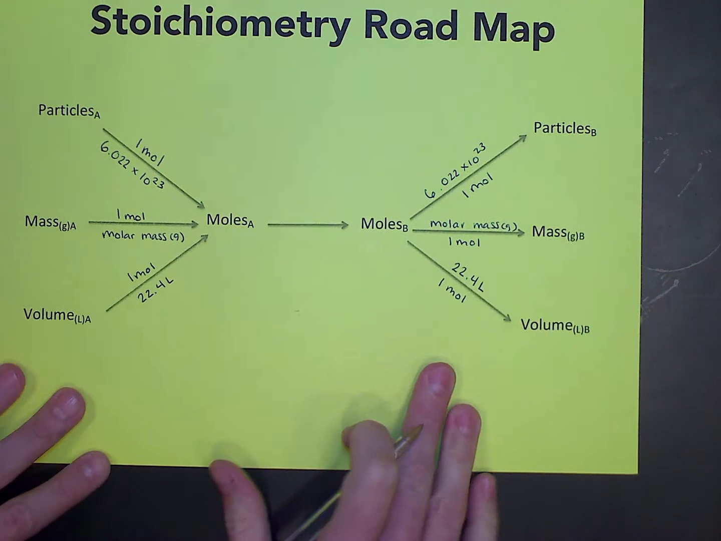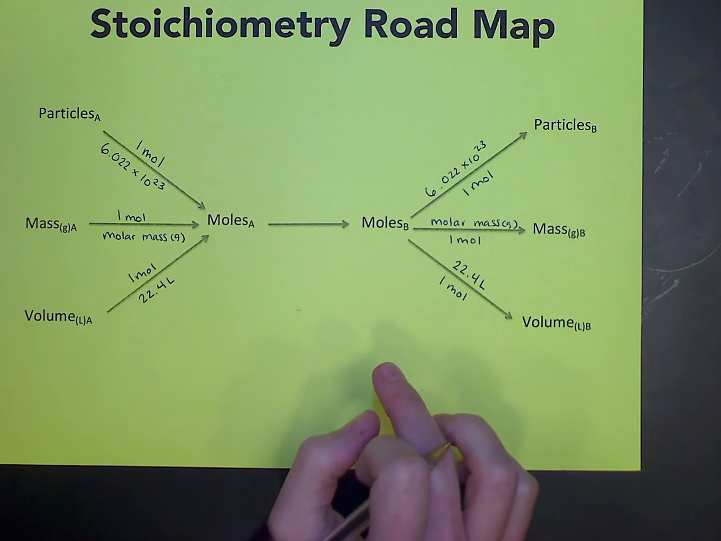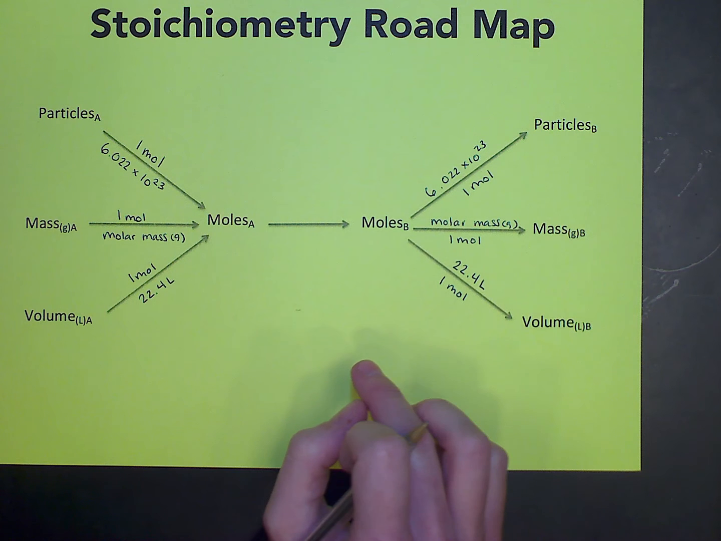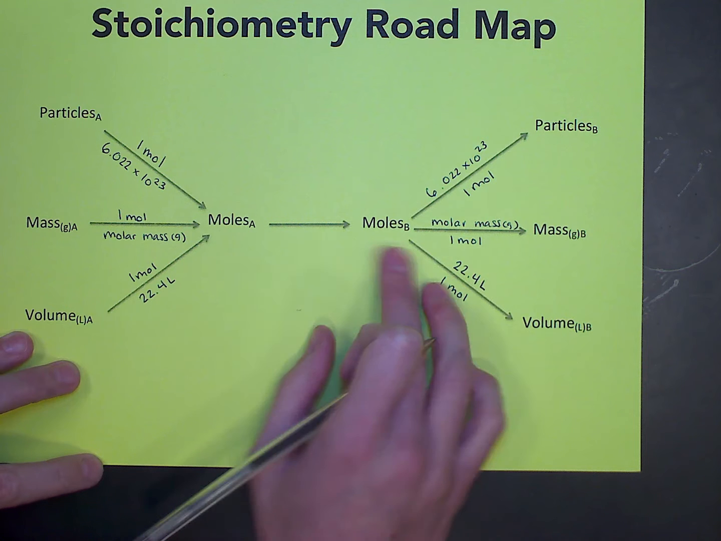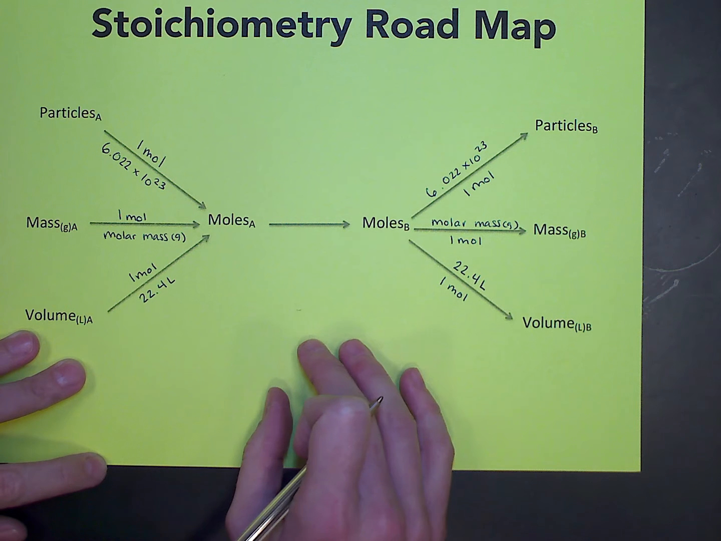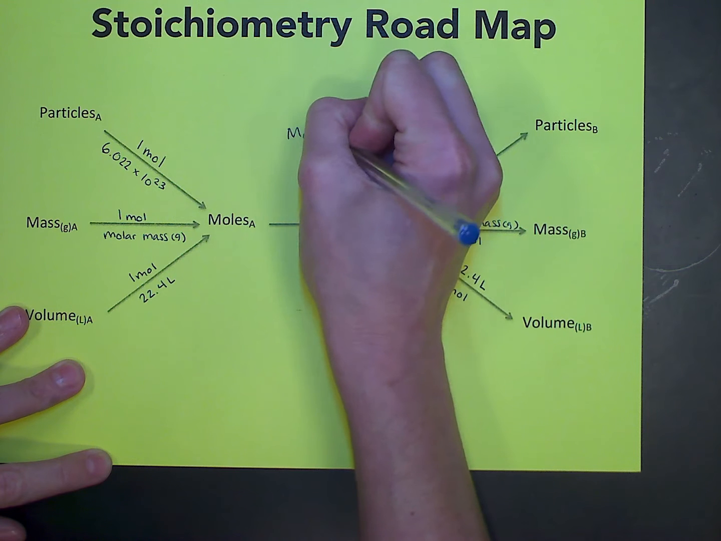Okay, so we already know all of these conversions. We've been using them for the last unit. Okay, so those should be pretty familiar to you. The only thing new that we're really talking about is going between different moles in the same reaction. Okay, this is what we call the mole ratio step.